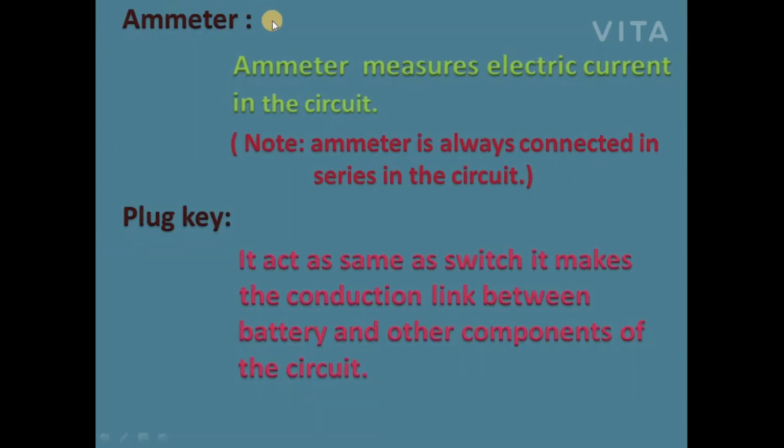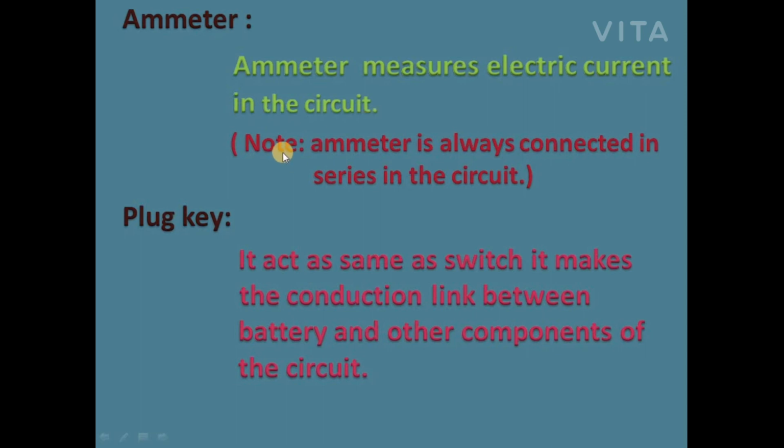Ammeter measures electric current in the circuit. What is the function of an ammeter then? An ammeter is a device which is connected in the circuit, which measures how much current is flowing in the circuit.